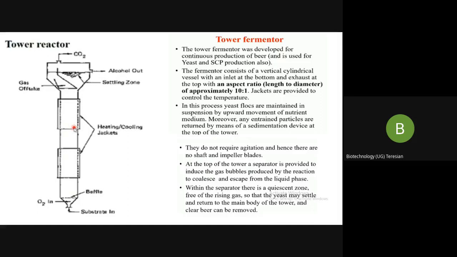They do not require agitation and hence there is no shaft and there are no impeller blades. At the top of the tower, a separator is provided to induce the gas bubbles produced by the reaction to coalesce and escape from the liquid phase. Within the separator, there is a quiescent zone free of rising gas so that the yeast may settle and return to the main body of the tower and clear beer can be removed.